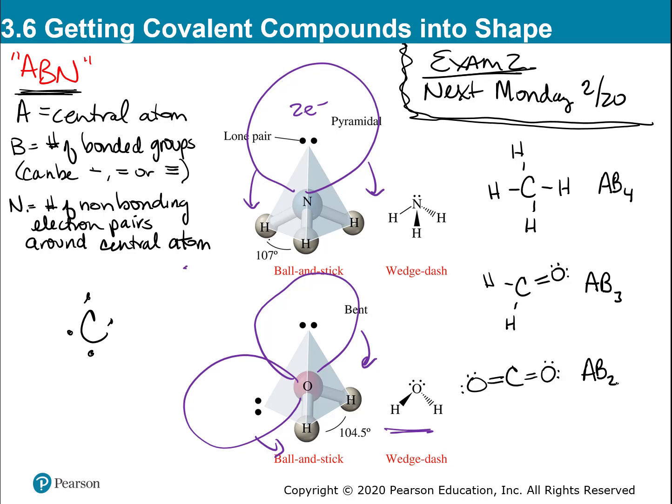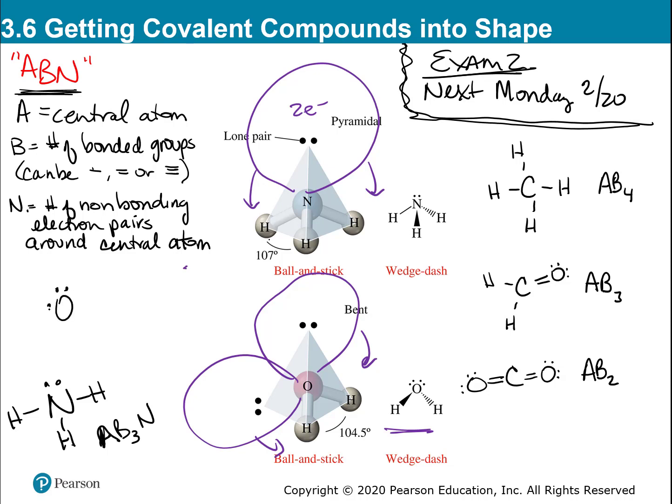But then look at NH3. So this one, if I have nitrogen, has to be my A, right? Because it's the one in the middle. How many groups are connected to the nitrogen? 3, so this would be AB3. But how many non-bonding pairs belong to the nitrogen? 1. So this would be AB3-1. Or sorry, AB3N. You don't have to put a 1 with it if there's only 1. So nitrogen always has an N, because nitrogen will always have those non-bonding pairs.